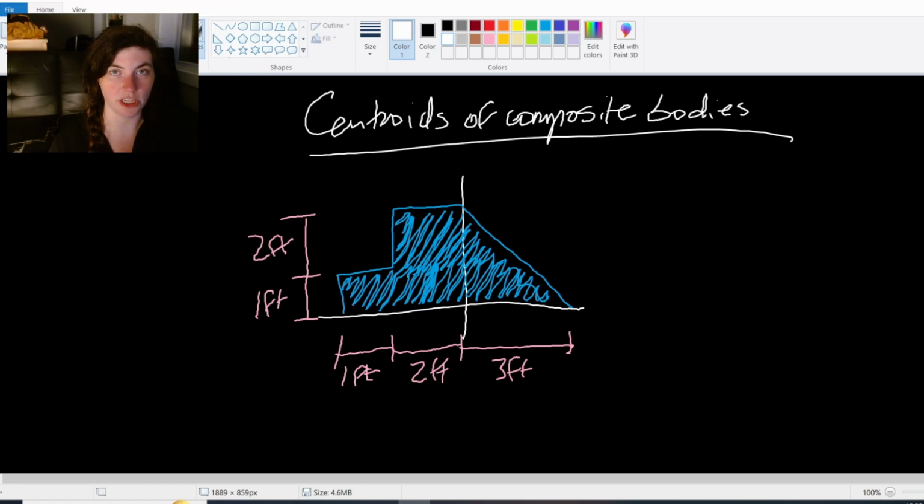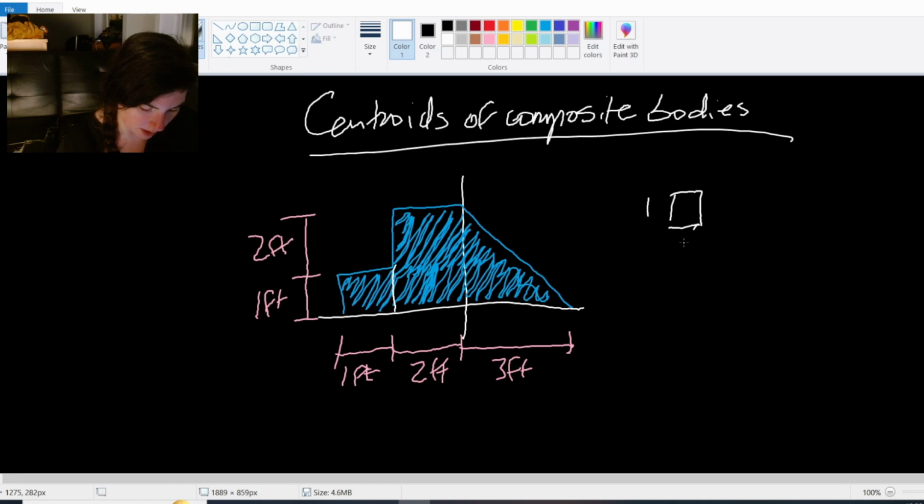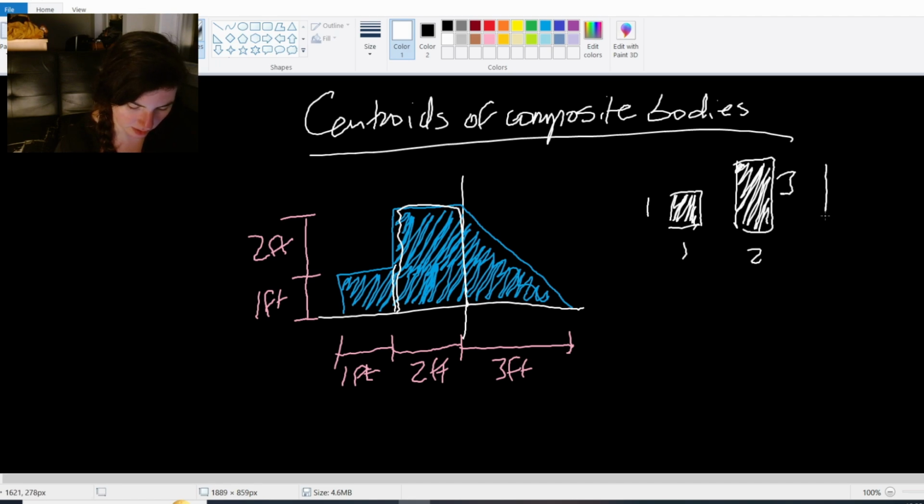So the first grouping of shapes, and the one that might be most obvious to you, is delineating right along the lines of what we see. So saying that we have a 1 by 1 square, and then I see I have this rectangle here. This is a 3 by 2 rectangle. And then finally, I have a 3 by 3 triangle.